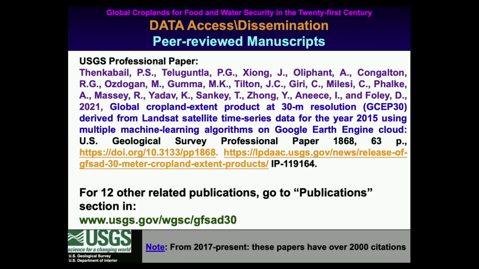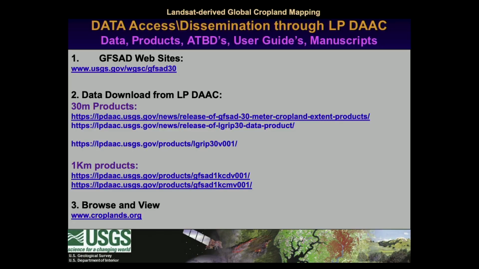And if you go to our site, you can get at least 15 papers that you can download on these methods. Dissemination, this website is the key that will lead to everything else. I would suggest, if you want to look at our products in great detail, go to croplands.org, very simple address, and you can browse into any place in the world and zoom in and see for yourself all the details of our product, multiple products.